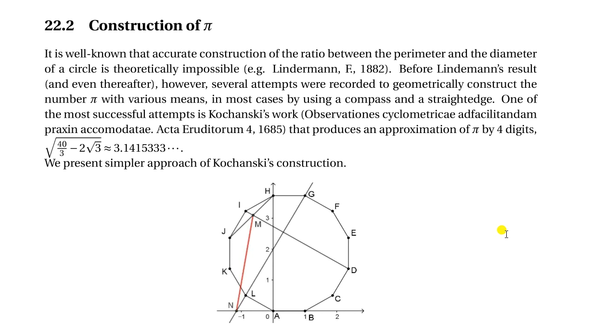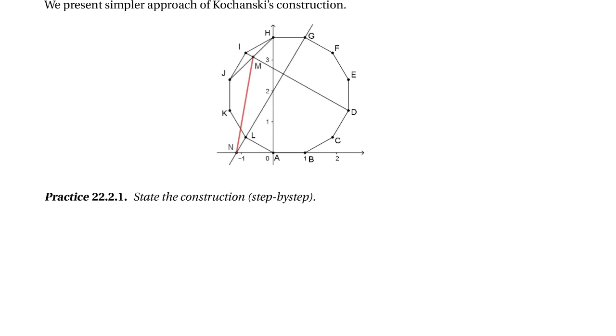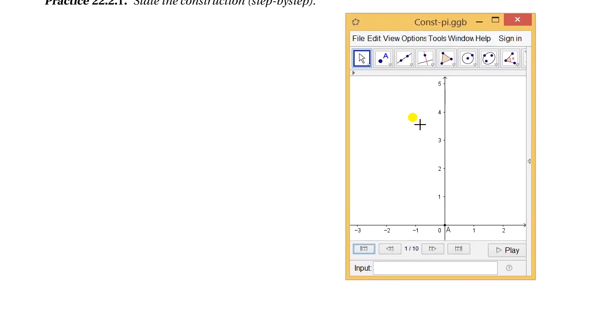At the last construction, the line segment MN, its length is this much, and that is very close to pi. So it gets the right number up to the first decimal position. Let me show you this construction. All you need is to sketch that diagram and show step-by-step constructions. So let me just give you that one.